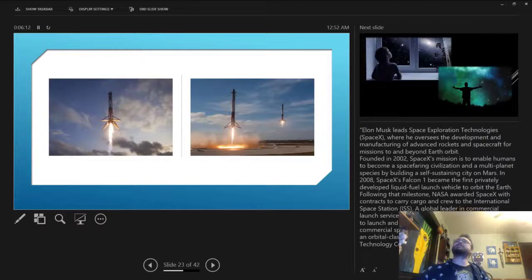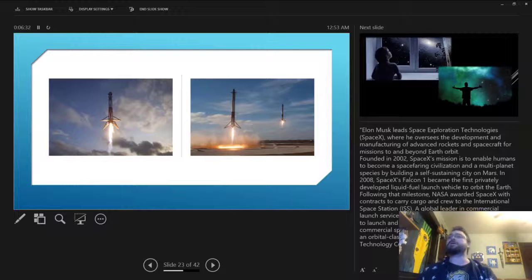Elon Musk leads Space Exploration Technologies, where he oversees the development and manufacturing of advanced rockets and spacecraft for missions to and beyond Earth orbit. Founded in 2002, SpaceX's mission is to enable humans to become a spacefaring civilization and a multi-planet species by building a self-sustaining city on Mars.